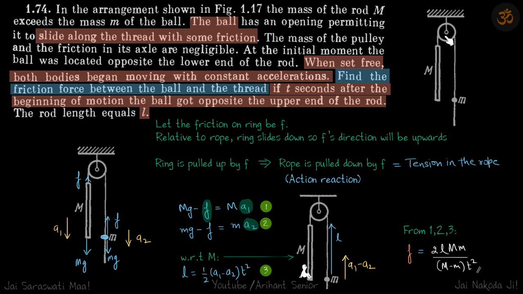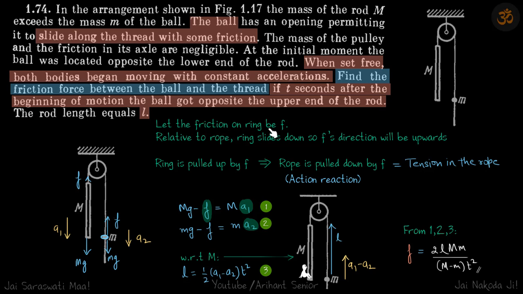See, if this whole thing was at rest, if this thread was just tied to the top, then also this ball would have moved down relative to the rope. And here, because mass M is bigger, the thread is already being pulled up. So relative to this thread, this mass will definitely slide down. And if mass is sliding down, then the frictional force will be upwards. So that's how we derive the direction of frictional force.